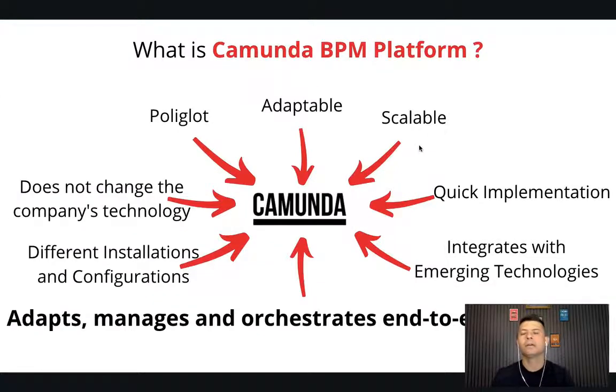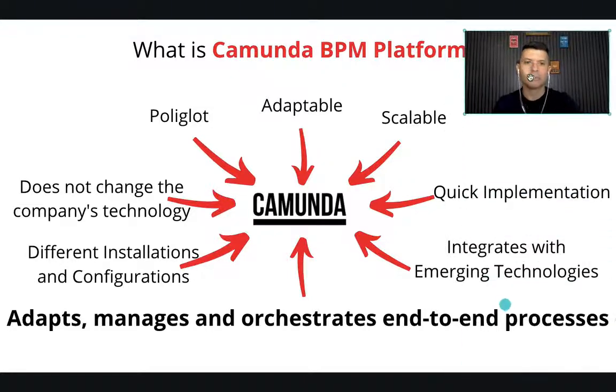Before diving deep into each version, I would like to explain that Camunda keeps its advantages and functionalities for both versions: it is a polyglot platform, an adaptable platform, a scalable platform. Camunda has quick implementation, integrates with emerging technologies, doesn't change the company's technology, and has different installations and configurations. And of course, Camunda adapts, manages, and orchestrates end-to-end processes.